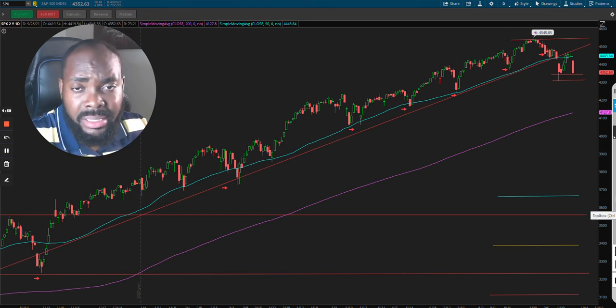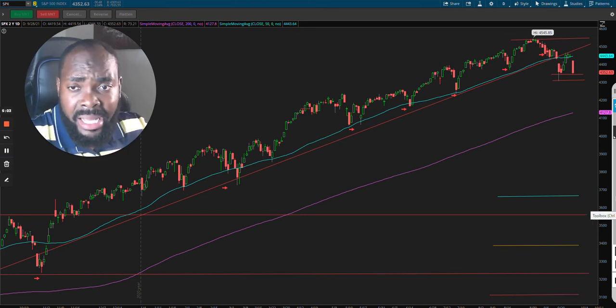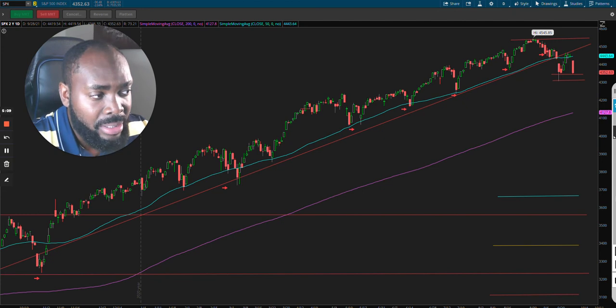If you're a long-term investor, this is a great time to sit back and just wait until price comes down to the level that you're specifically looking for to start buying.